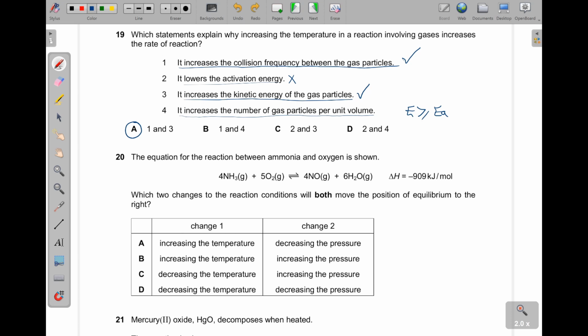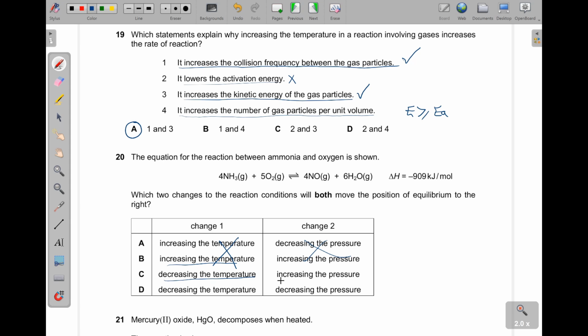Now, let's look at this 20 here. So the changes that are given here, increasing the temperature. Remember, we are shifting the position to the right. When you increase the temperature, you will shift the position to the left. Why? Forward reaction is exothermic. So A is off. Now B, increasing the temperature. Again, whatever is here is wrong. We don't even need to look this side. Then C, decreasing the temperature. Yes.